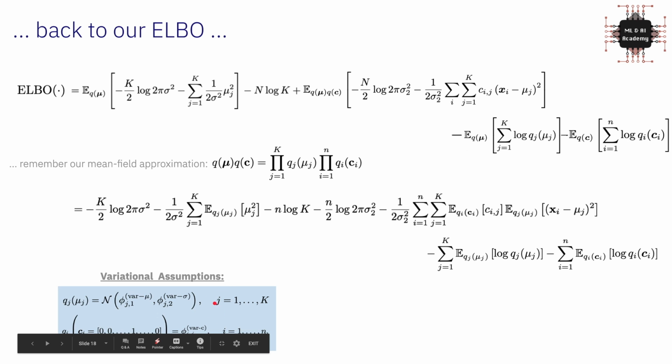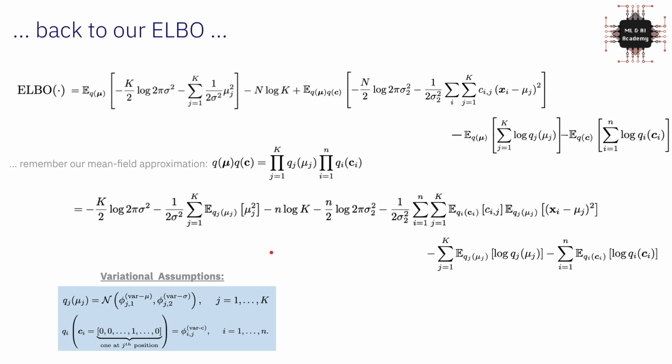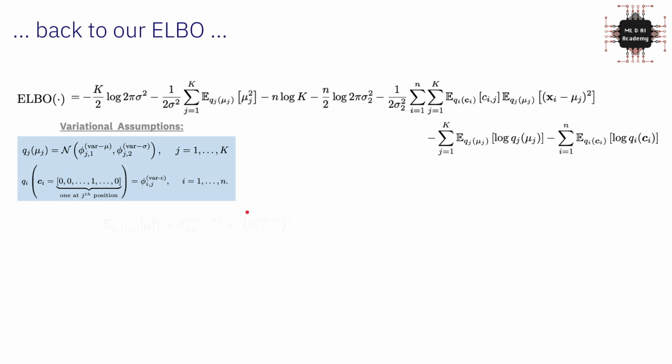So now we're going to use these variational assumptions, plug them back into this equation, and then do gradients, set them equal to 0 in order to get our updates. Right, so we do that. Let's start with this term, E_Q_j of mu_j squared. That can be easily observed to be written as phi_j2, which is the variance, plus the mean squared of the variational distribution. Okay, where did this come from?